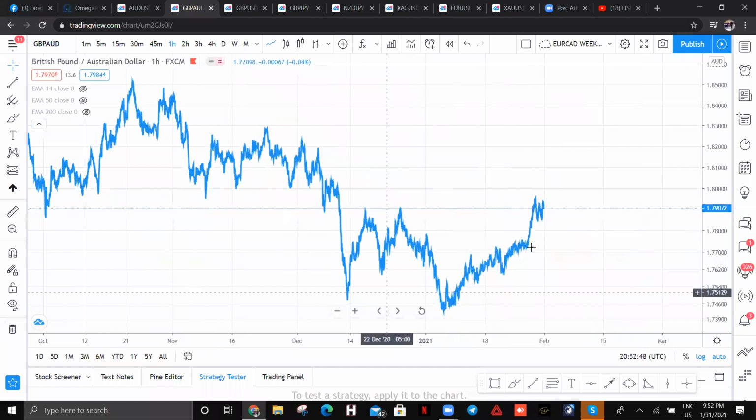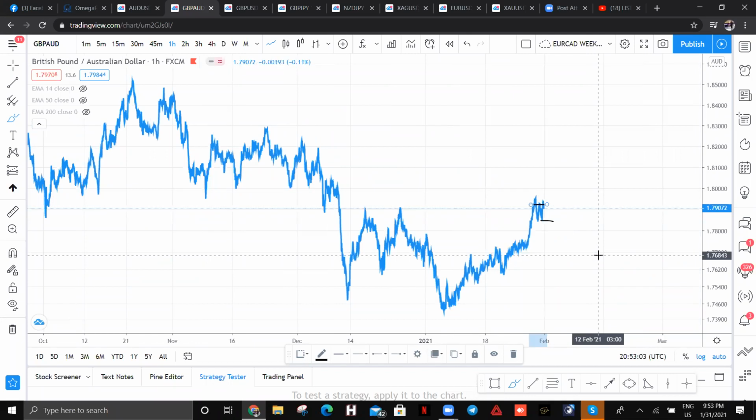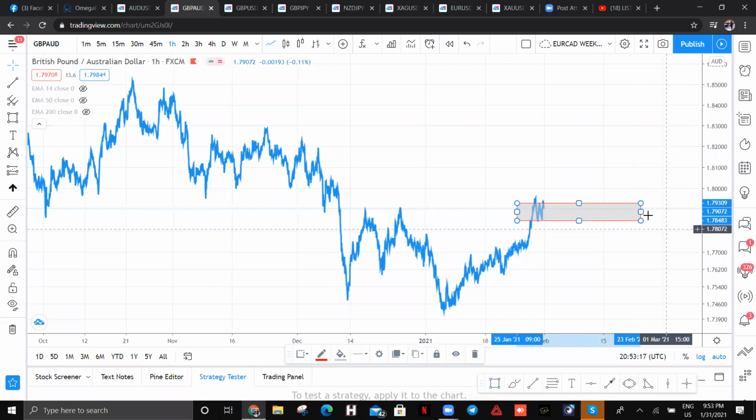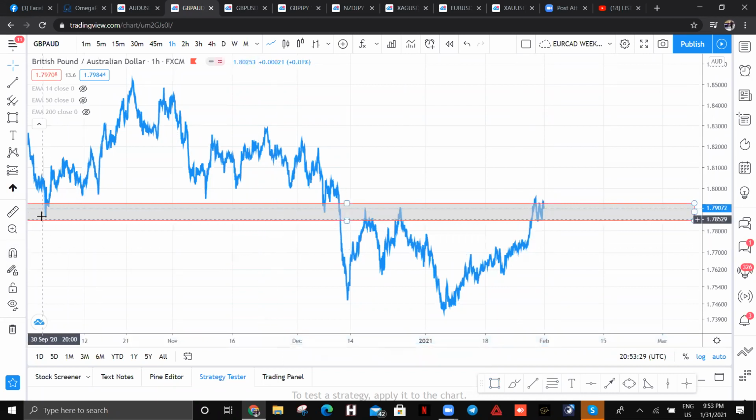Now we've identified the most recent pullback here is here. This pullback, this one to this one. Have you seen it? This one to this one. So what am I going to do? Take my rectangular box from here up to this place. How many of you have seen how beautiful this thing is? You can see it identified all the zones here. What price is doing here, what price is doing here, what price is doing here.